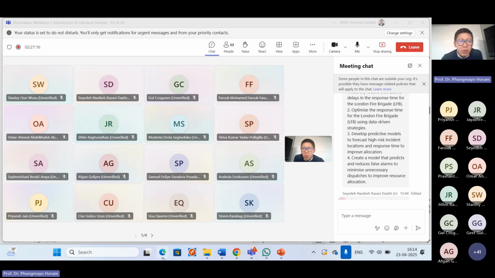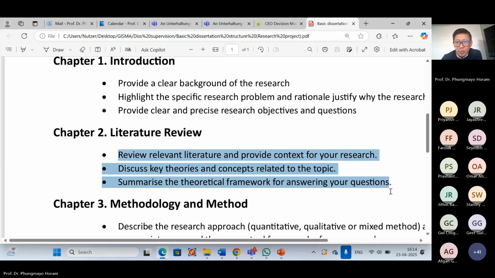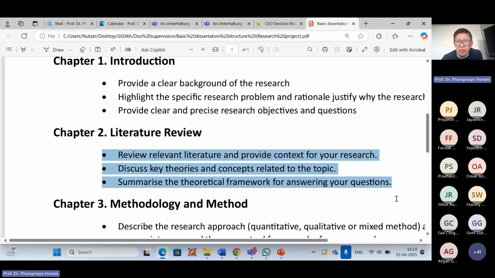So when you do a literature review, there are three main parts. Can someone read this, please? The highlighted three bullet points. Review relevant literature and provide context for your research. Discuss key theories and concepts related to the topic. Summarize the theoretical framework for answering your questions.